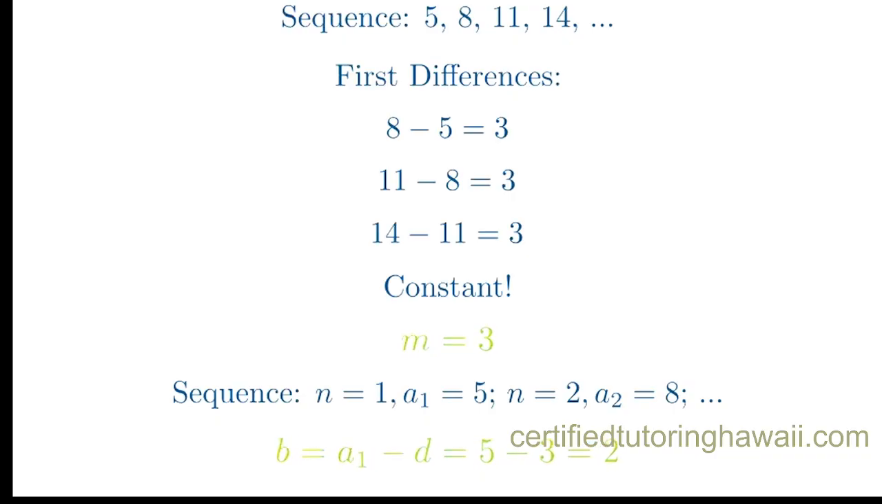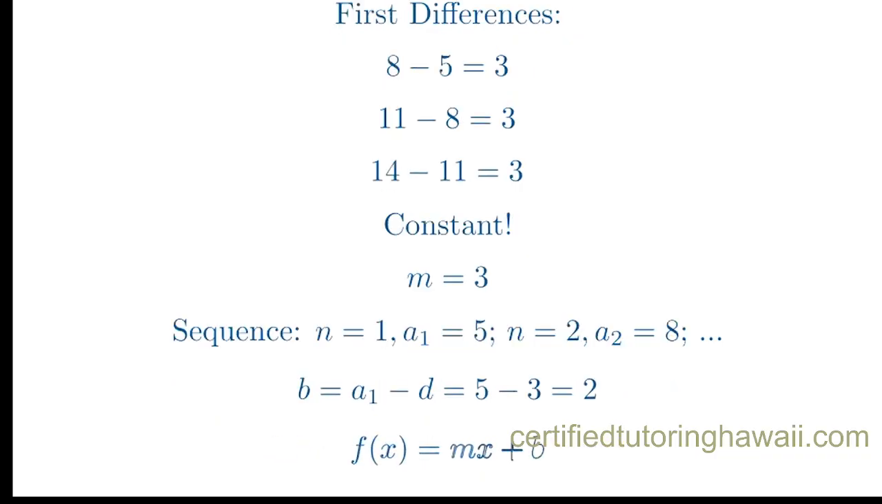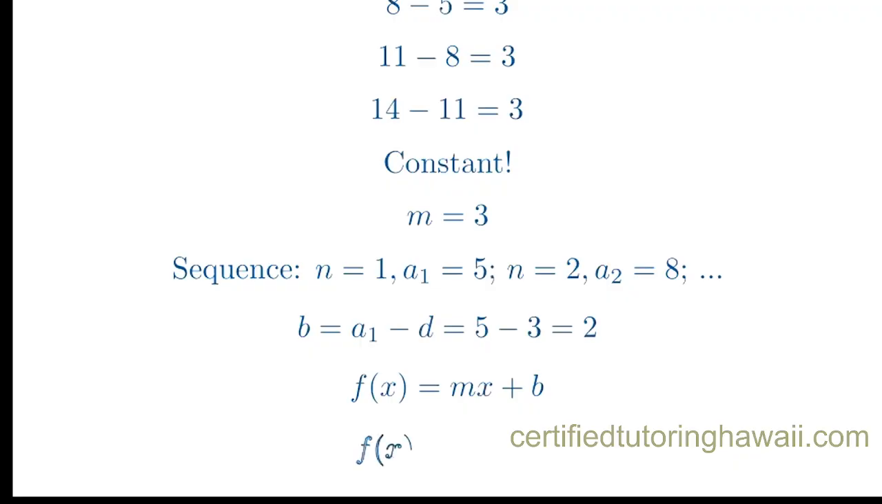Now we have our slope m and our y-intercept b. We can construct our linear function f of x equals 3x plus 2. This function perfectly models our arithmetic sequence.